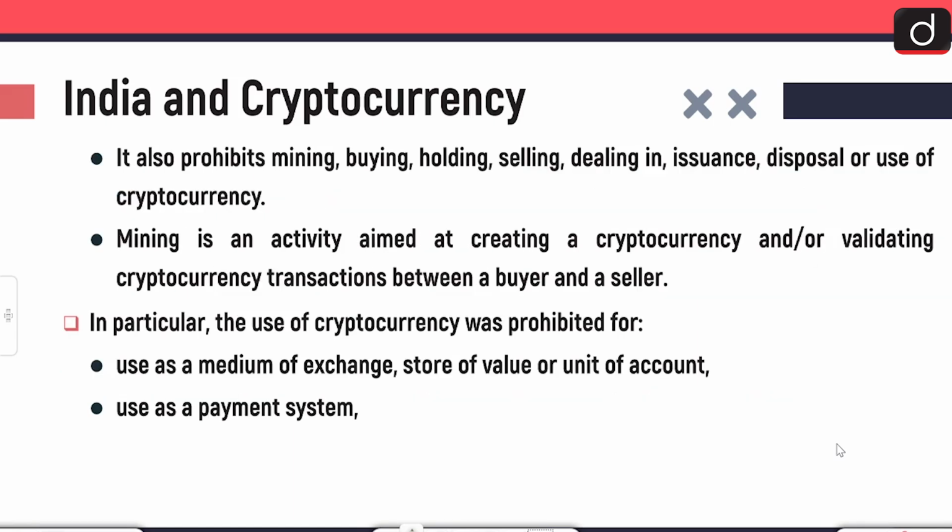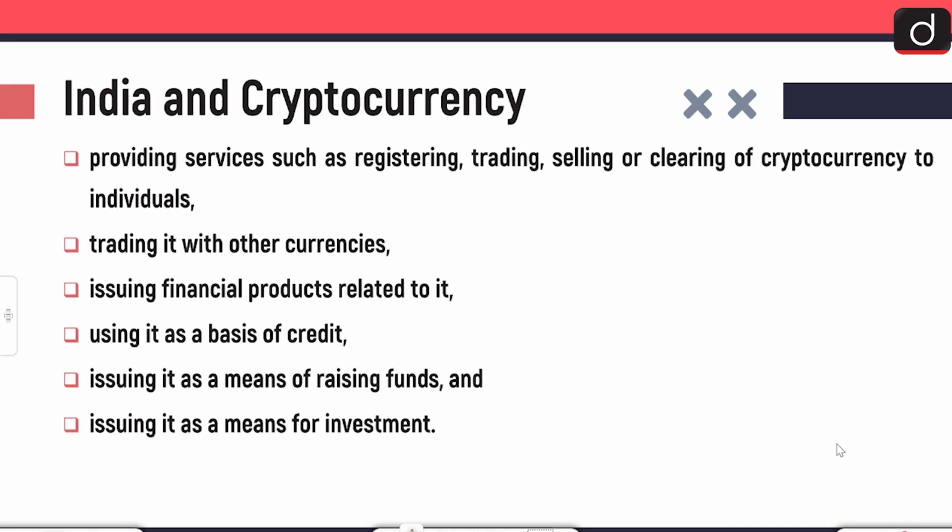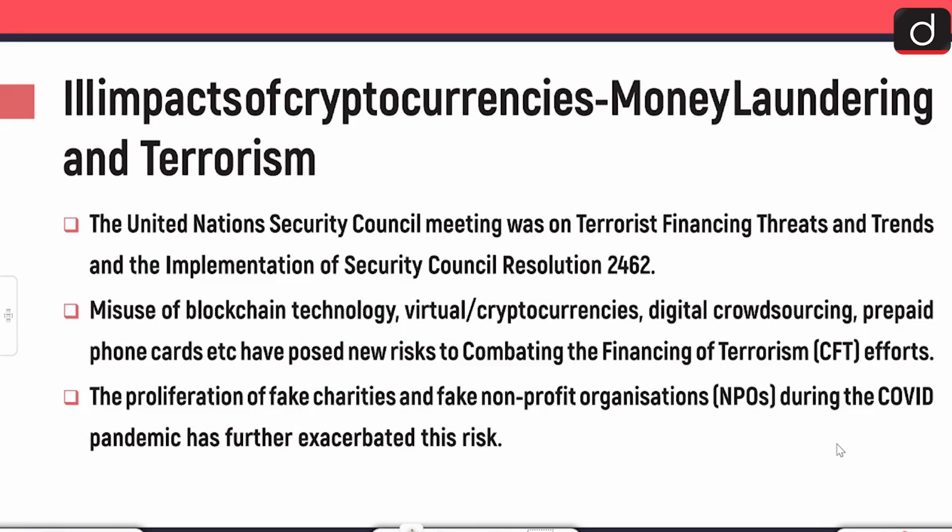It prohibits mining, buying, holding, selling, dealing in, issuance, disposal, or use of cryptocurrency. Mining is an activity basically aimed at creating a cryptocurrency, that is, blockchain technology. So use of cryptocurrency was prohibited as a medium of exchange, store of value or unit of account, use as a payment system, providing services such as registering, trading, selling, or clearing of cryptocurrencies to individuals, trading with other currencies, issuing financial products related to it, and many other things.